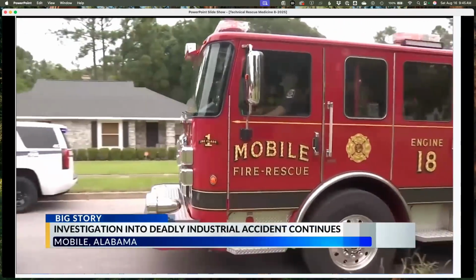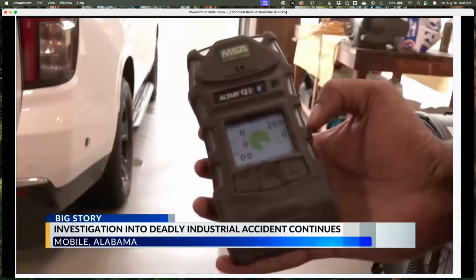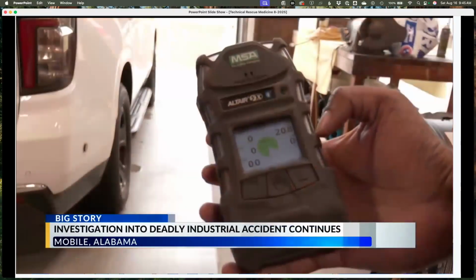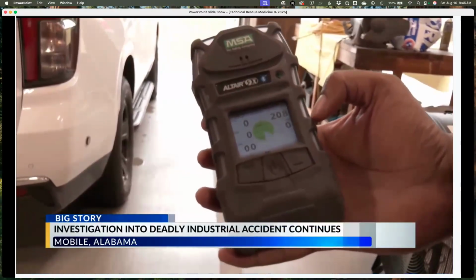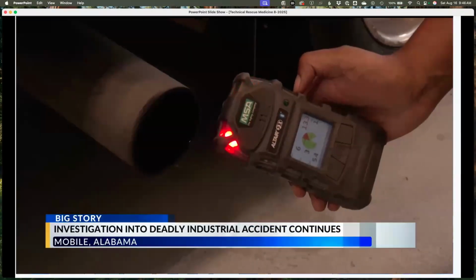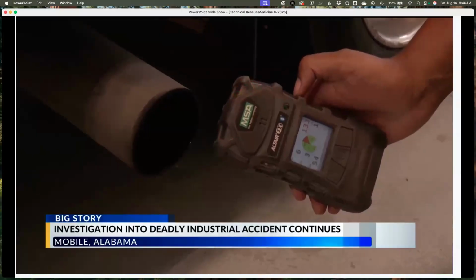Before firefighters began recovery efforts, they used this, an air monitor, which determines the safety of the air quality. When the air is safe, the reading will be in the green. But if you put it in unsafe conditions, the monitor goes into the red and sounds an alarm.